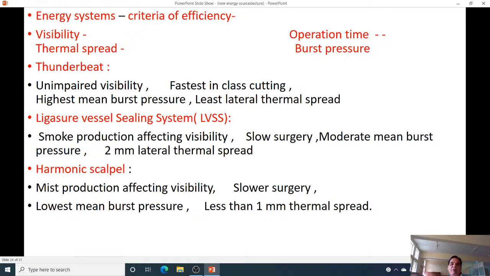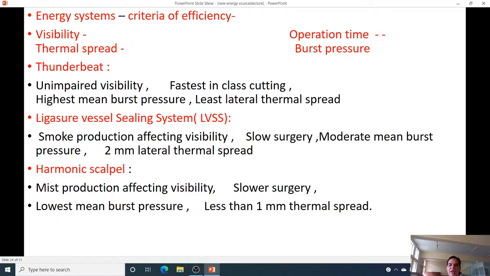And Thunderbeat maintains all. This is a comparison. In Thunderbeat, the visibility is unimpaired, not lost. It is fastest in cutting. It has the highest mean burst pressure and minimum or least lateral thermal spread. We are operating through the tip, but some energy is bound to go beyond that laterally. So this lateral spread is minimum in Thunderbeat.